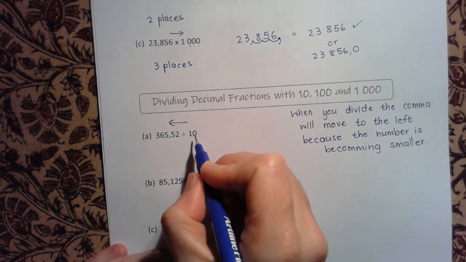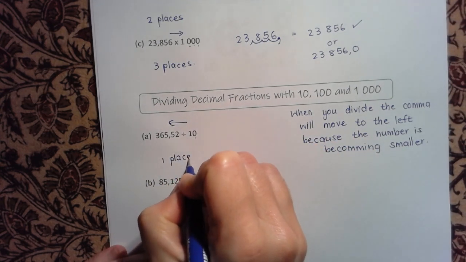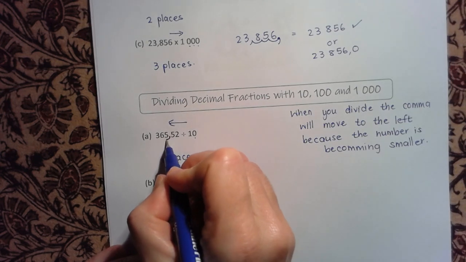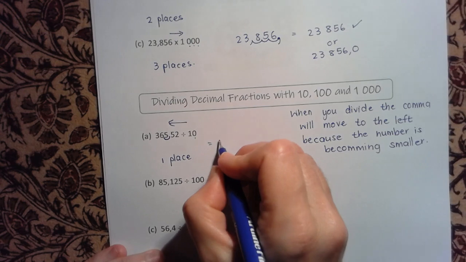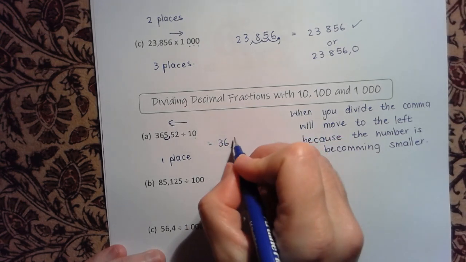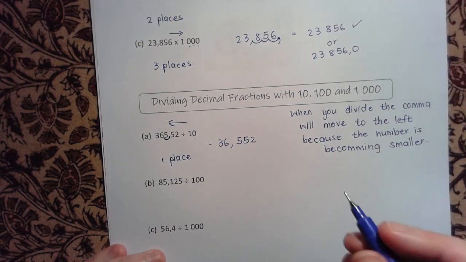Right, so then the arrow is going to point to that side. How many zeros are there? Only one, so it's moving one place. And now it's moving one place back. So one jump, now it is between the 6 and the 5. So this is then 36,552.